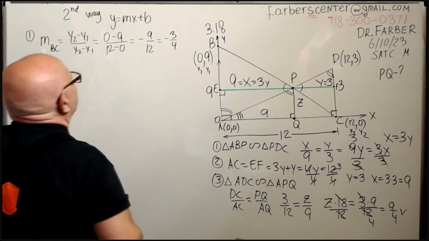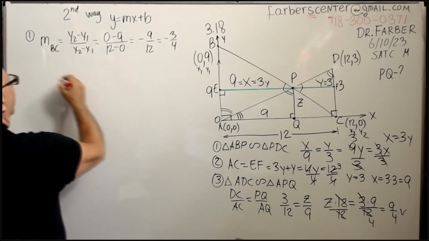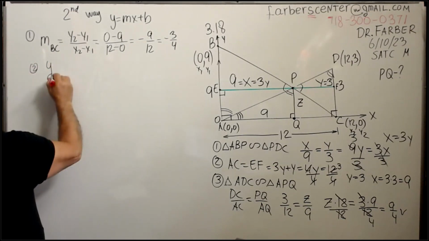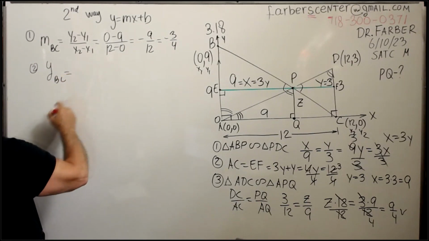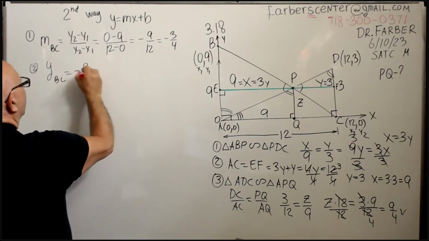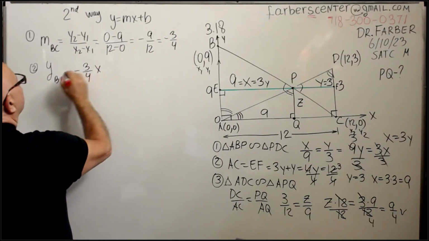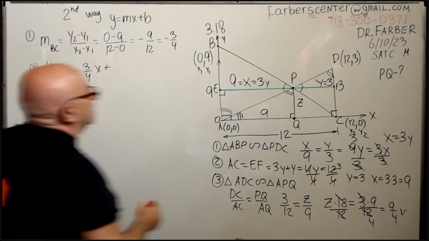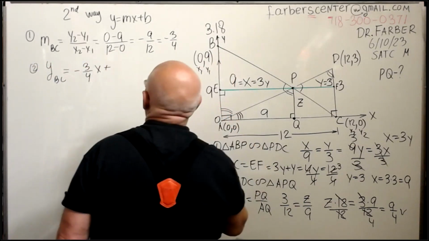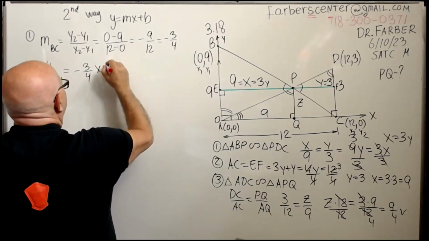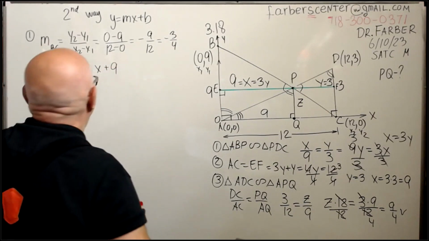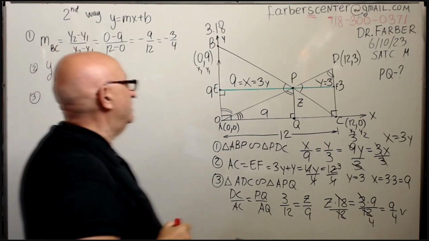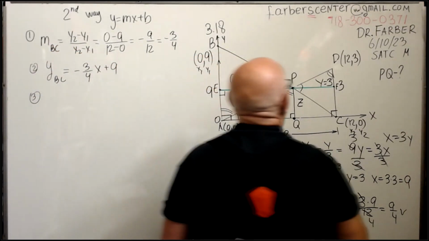And you can easily build this line. Step number 2: line y of BC equals m, which is negative 3 over 4, x plus the y-intercept, which equals 9, plus 9. Step number 3, do exactly the same procedure with line AD.